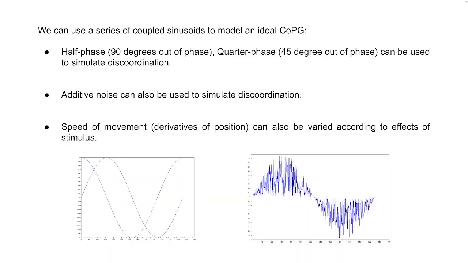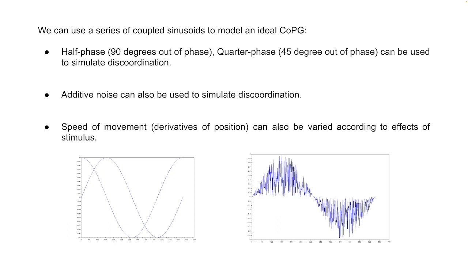We can use a series of coupled sinusoids to model an ideal collective pattern generator. So again, we'll talk about these collective pattern generators, and we'll recall those sine waves that we modeled for basic bacillary movement, and we'll consider that for some of our collective pattern generation work. So we have these half phase or 90 degrees out of phase movements. We have quarter phase or 45 degrees out of phase movements, and those can be used to simulate discoordination. So in the cases where maybe the colony breaks apart, or it's not moving in the way that we expect given the stimulus, or when we change the stimulus, it becomes discoordinated. That's what we'll be doing.